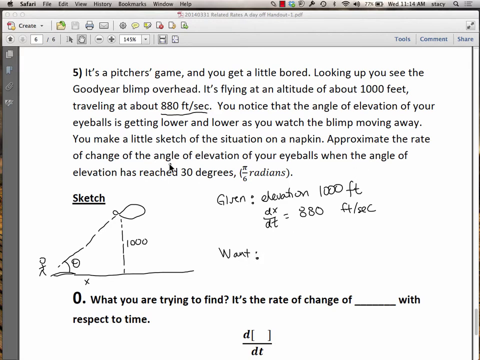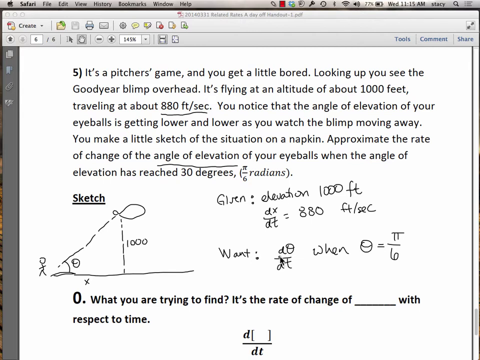All right, what do we want? Rate of change of angle of elevation. So how do I write that mathematically? d theta dt? Do I just want a general formula for that for whenever? When theta is pi over 6. We always work in radians with trig functions, okay? So we'll use pi over 6 radians. So, all right, that's our setup. That's what we want and what we know. What we were given and what we want.